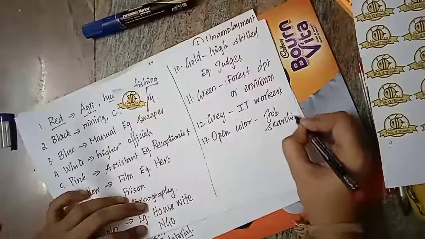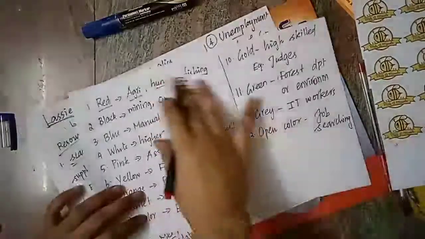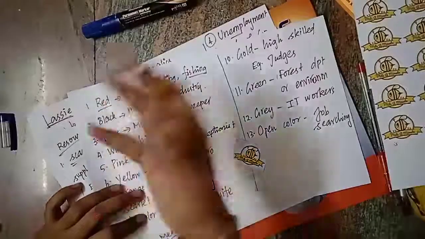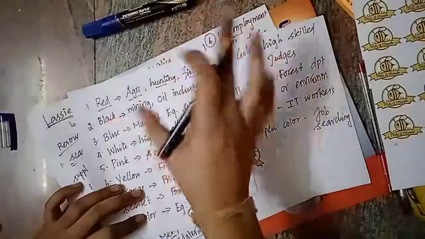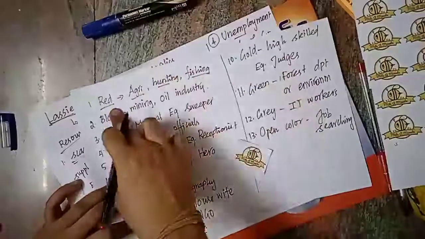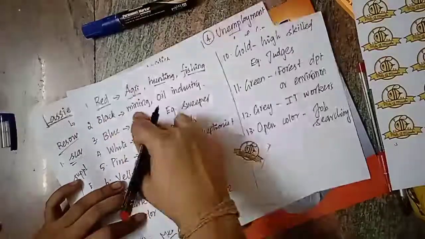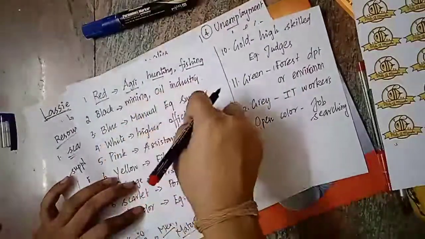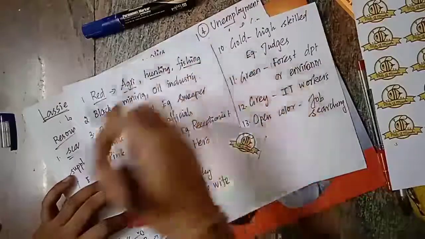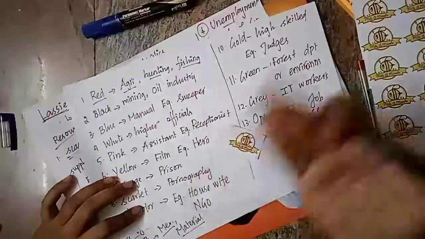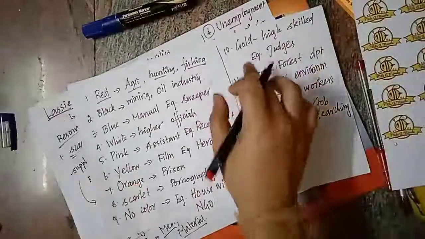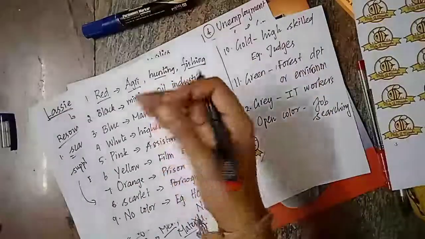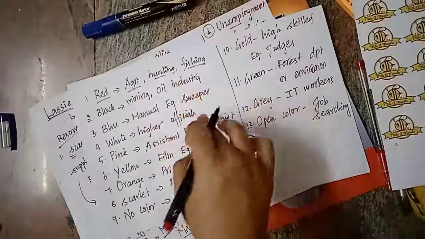These are the things relating to color jobs. First one is red. Red is relating to agri, hunting or fishing. A person employed in agri, hunting or fishing comes in red color jobs. Black is relating to mining or oil industry. Blue, manual workers. Example, sweepers come under blue color jobs. White color jobs are higher officials. And pink, assistants or low paid workers come under pink color.